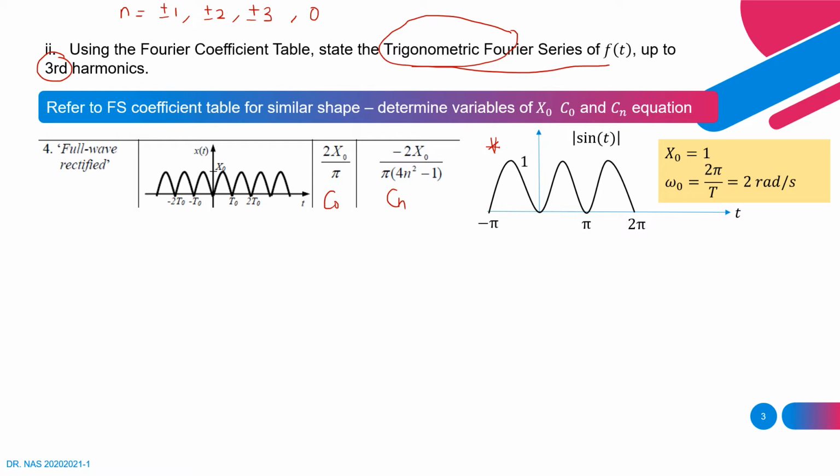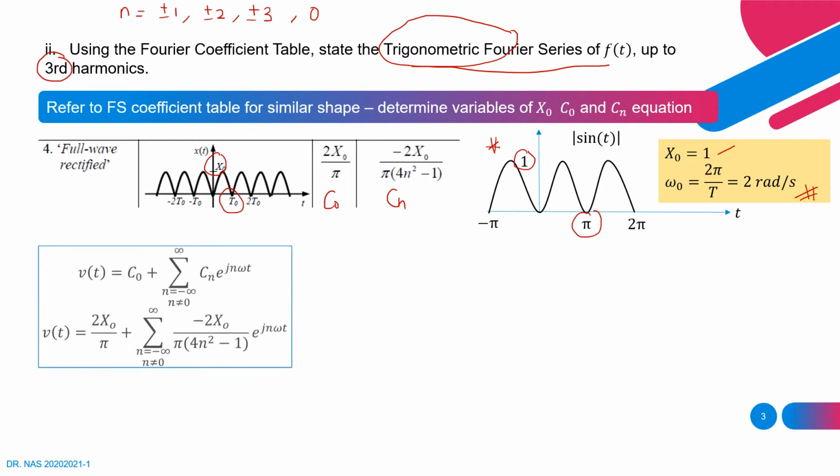By comparing the signal in the table and the one you have, you may notice that x0 is equal to 1, and your omega naught is equal to 2 pi over T, in which T0 in this case equals pi. So in this case, your omega naught is 2 radian per second.